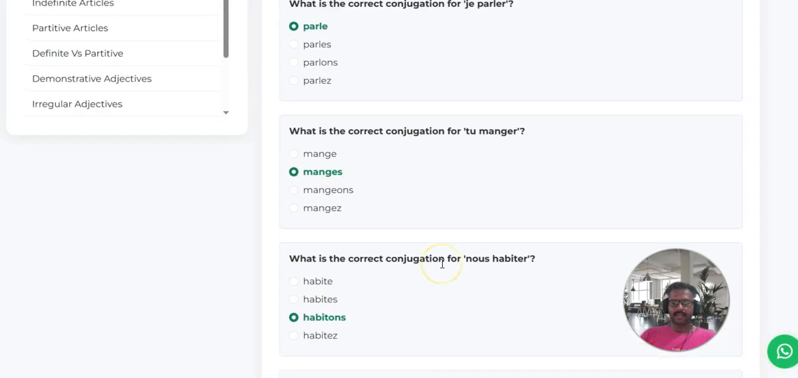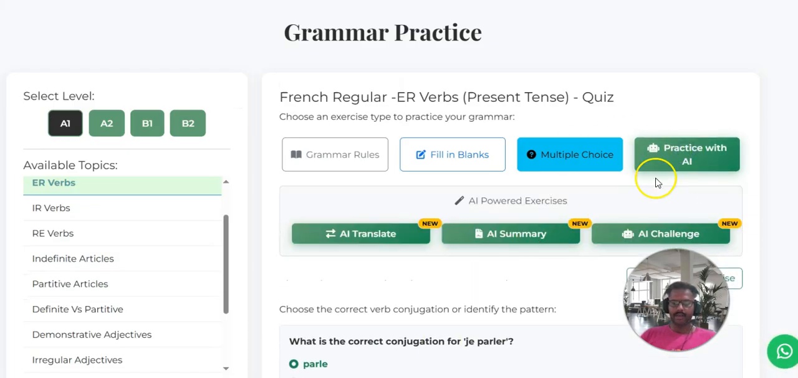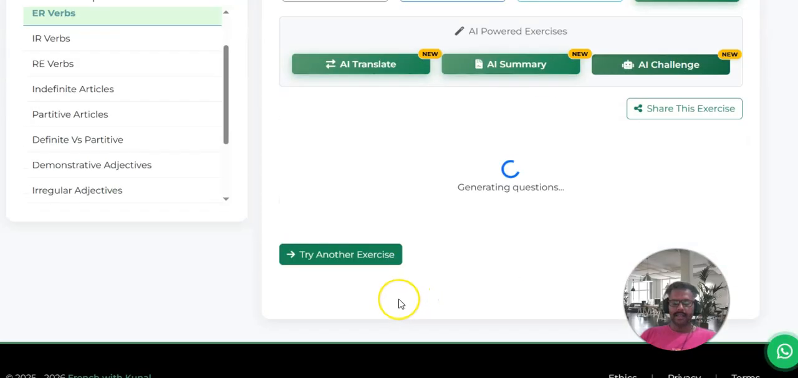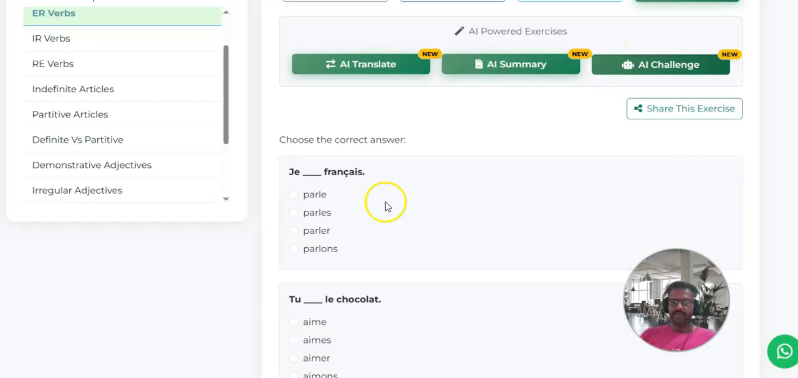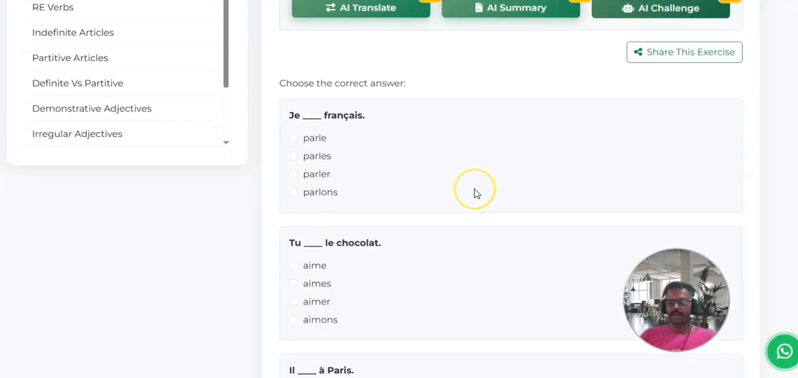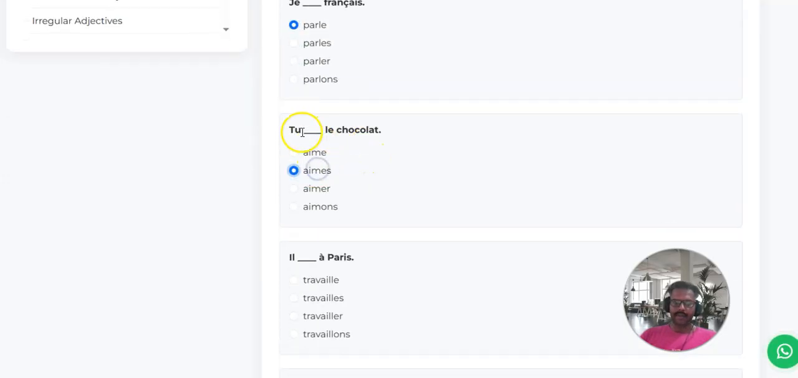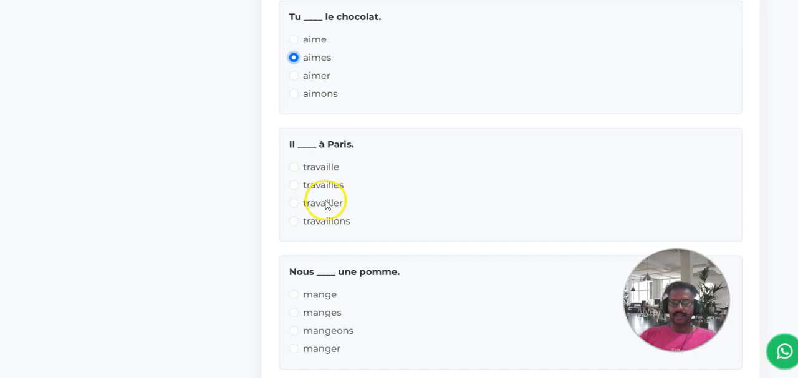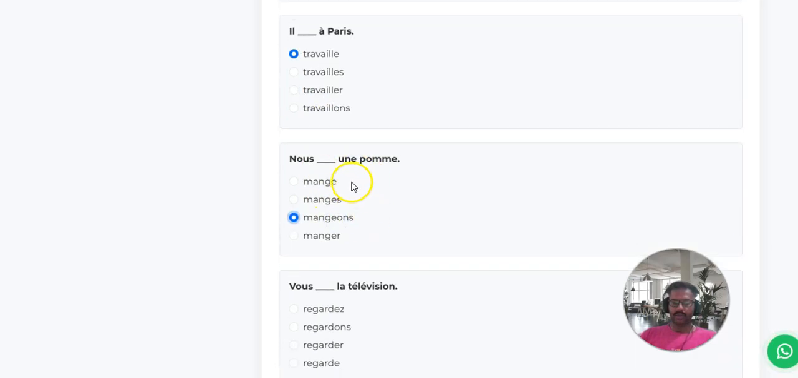If you want to practice live with AI, you click here on challenge, and then you can just generate live sentences. These sentences will change every time. So there will be first category verbs. You can do as many sentences as you like. Je parle français. Tu aimes. So the verb is aimer. Start with tu. The subject is tu, it becomes es. Il travaille à Paris. Nous mangeons.